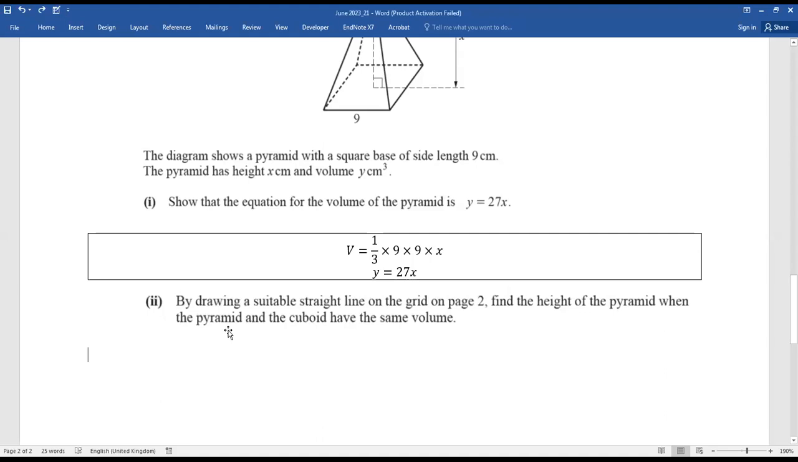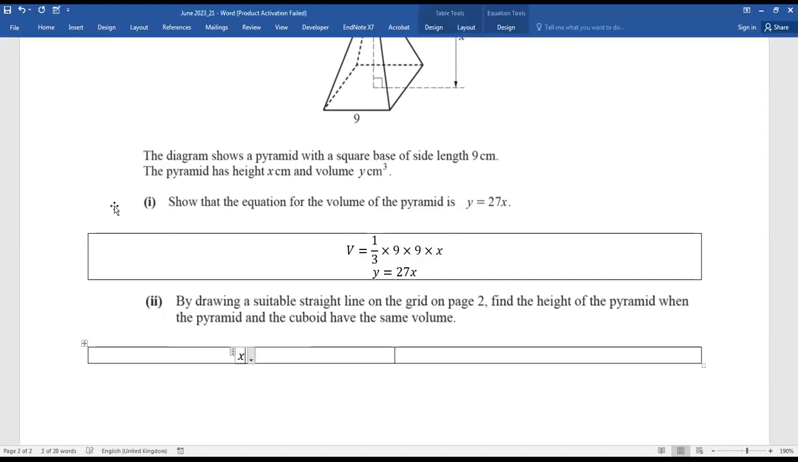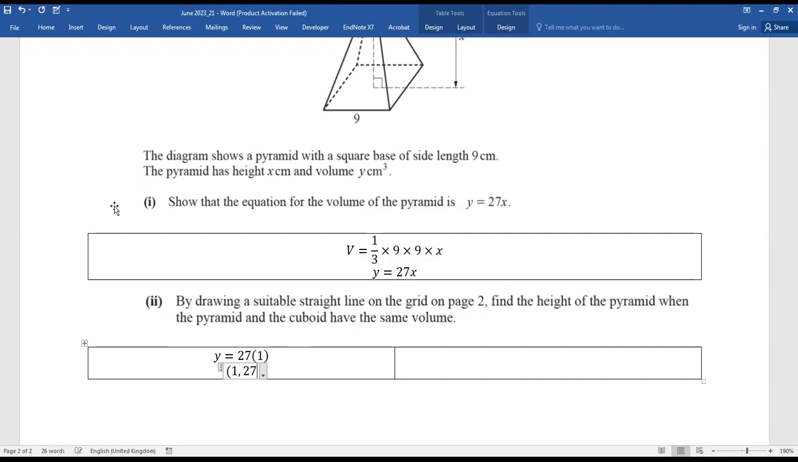Now, this next part says that by drawing a suitable straight line on the grid on page 2, find the height of the pyramid when the pyramid and the cuboid have the same volume. Now, in order to draw this line, we need 2 points. How do we get these 2 points? We plug in the x values. For example, if I plug in x as 1, my y will be 27 into 1, which is 27. So 1 point I have is 1 comma 27. And similarly, if I plug in x as 2, my y is 27 times 2, which is 54. So the other point is 2 comma 54.